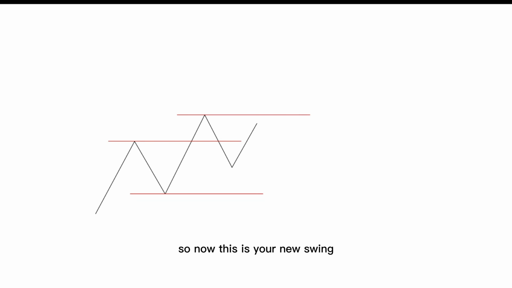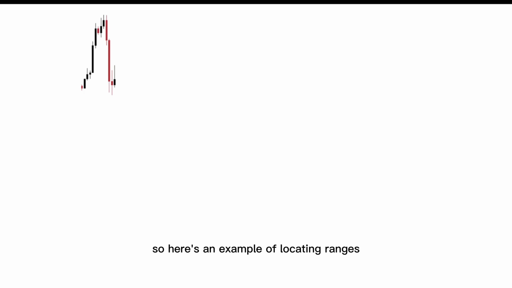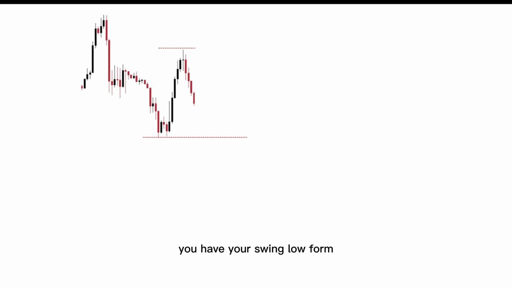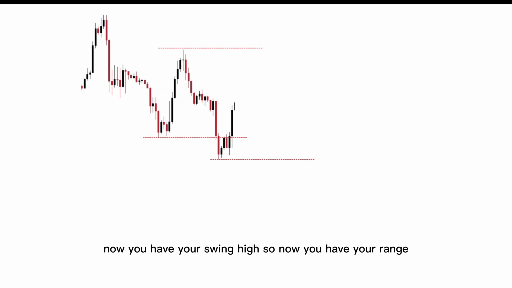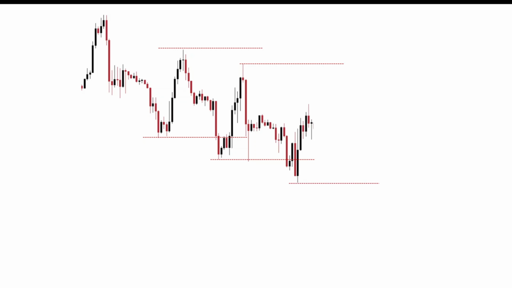So now this is your new swing. Price broke that swing, formed your low. So now this is your new range, and so on, so on. So here's an example of locating ranges. You have your swing low formed. Now you have your swing high. So now you have your range. Price came back into the range, forming a new range.